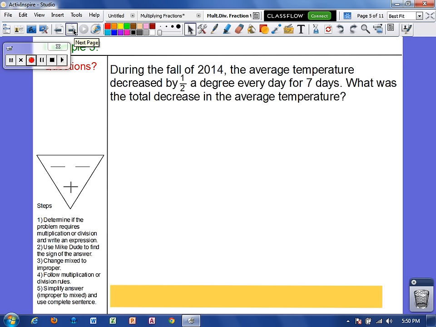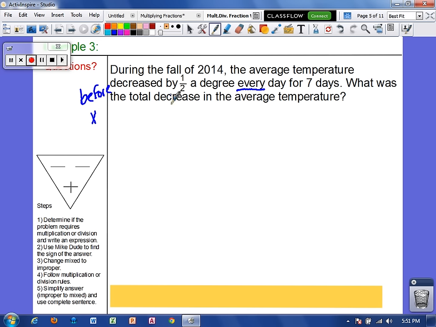Alright, example 3. During the fall of 2014, the average temperature decreased by 1/2 degree every day for 7 days. What was the total decrease in the average temperature? Alright, so let's look at our keyword. Our keyword here would be every. Okay, and this is coming before the question. So that means that we want to multiply.